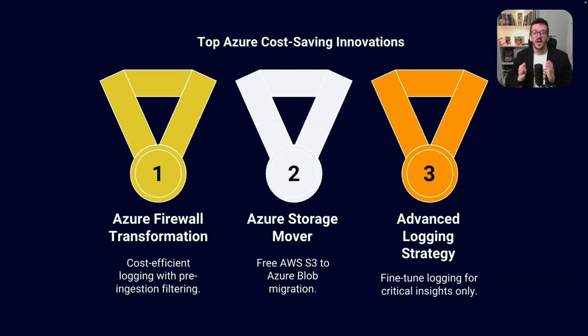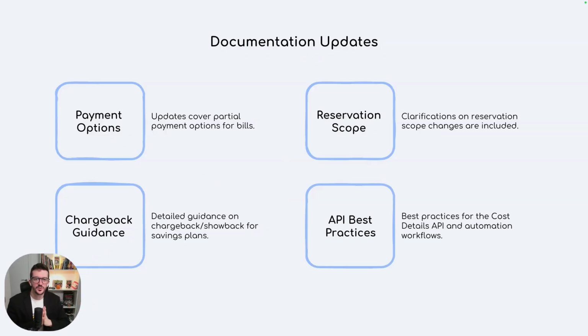And secondly, Azure Storage Mover now offers a free migration service from AWS S3 to Azure Blob storage, which is currently in public preview. And finally, the cost management and billing documentation was updated in July and August. The updates cover important topics like partial payment options, changes to reservation scope, and guidance using the cost details API.